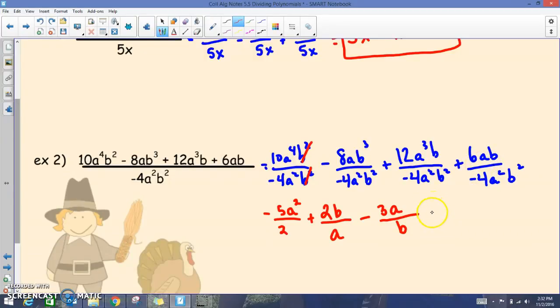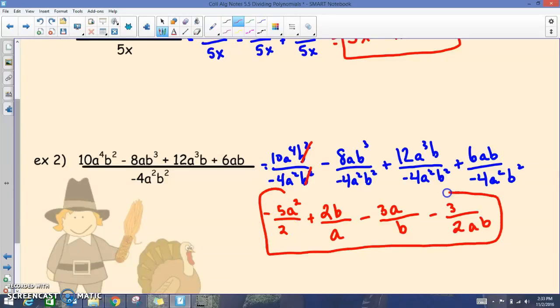So 6 divided by negative 4 reduces to negative 3 over 2 because 2 will go into both. And looking at the a's, where do I have more? I just have one more on the bottom. And where do I have more b's? Just one more b on the bottom. I can't do anything more. I have to leave them as separate fractions. So this would be my answer here.